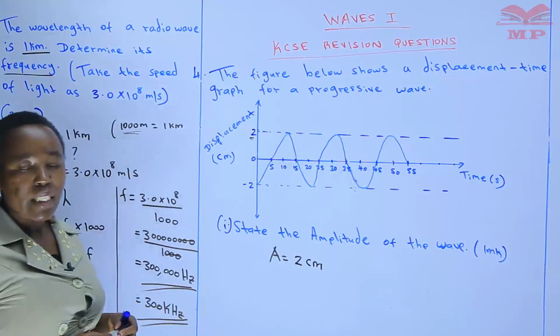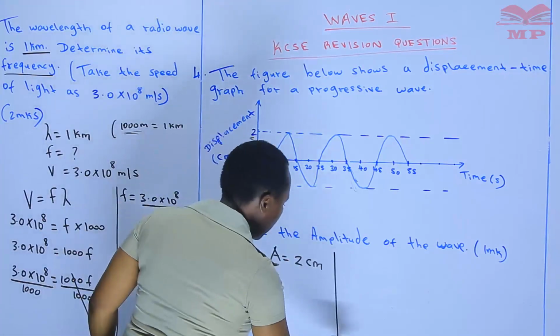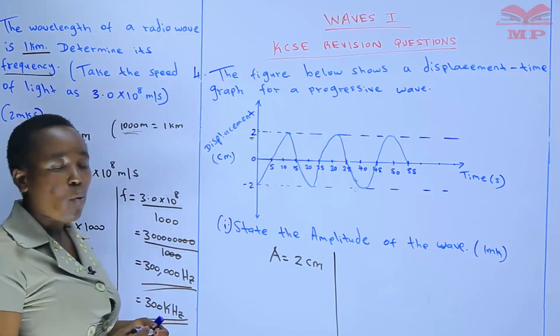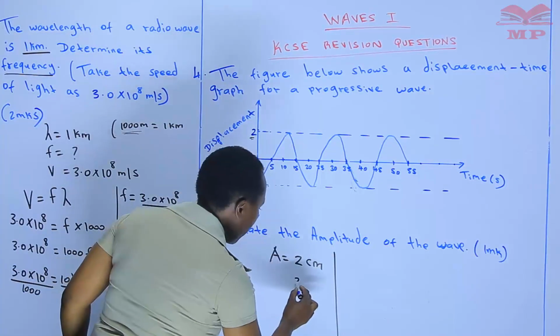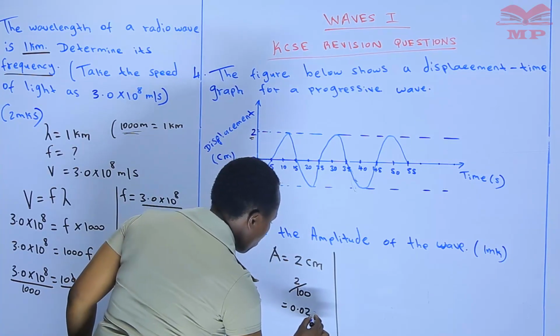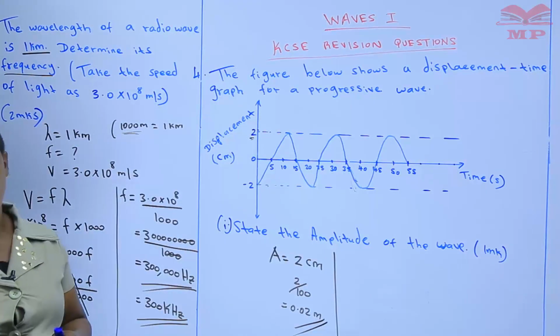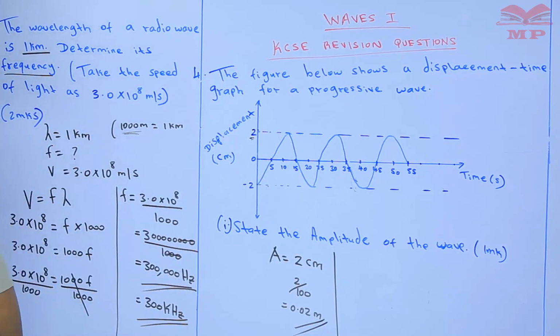So we convert it into meters to make it in its SI unit. And we know that 100 centimeters make 1 meter. So we are going to have it as 2 all over 100, which is 0.02 meters. So that is the amplitude of the wave. We move on to part 2.